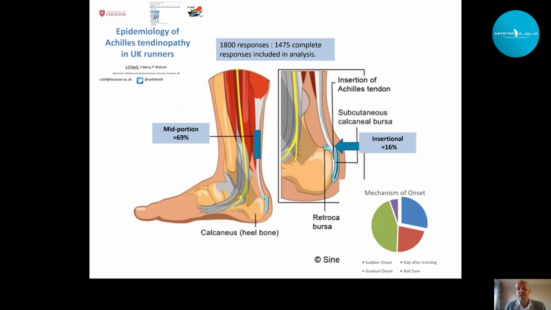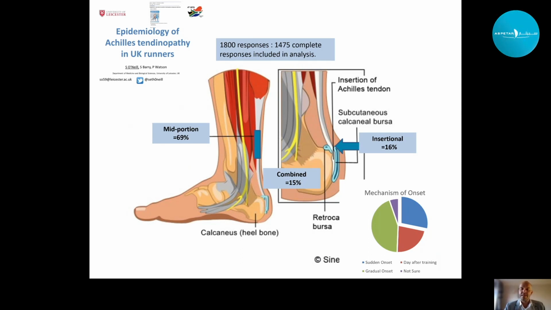And the rest of the percentage is then made up by a combination of insertional and mid portion. And if you're lucky enough to work with athletes over a long period of time, or work in an area like I do, where you'll see people over many years, actually this is something that we see borne out as well. But this was from our epidemiology data.